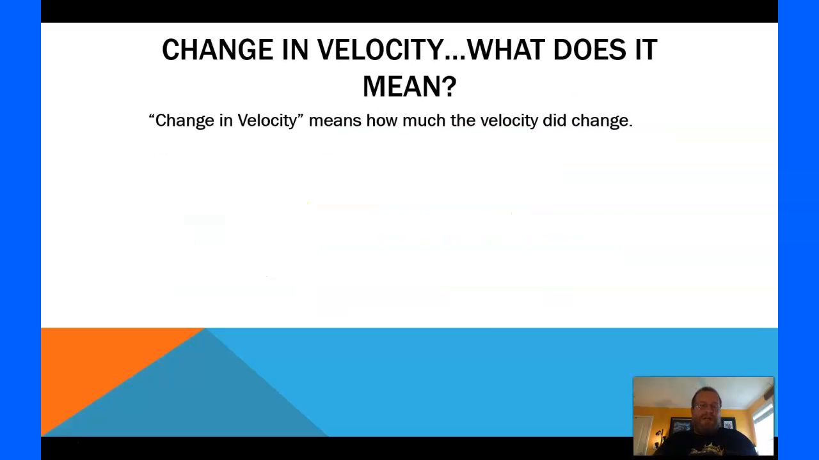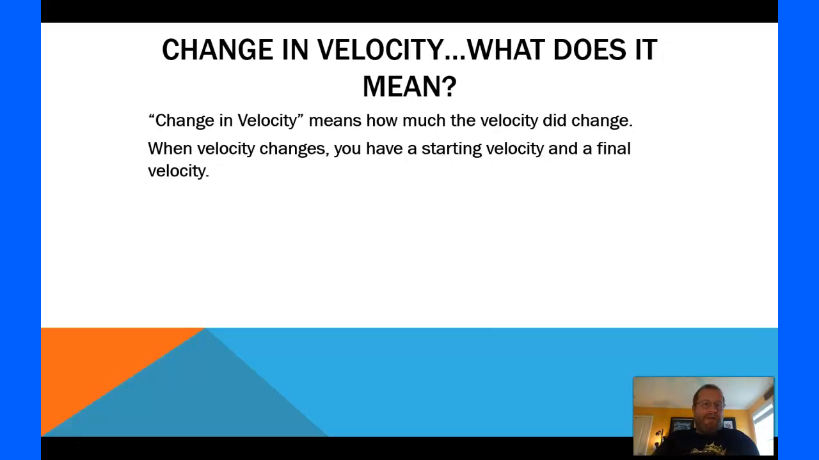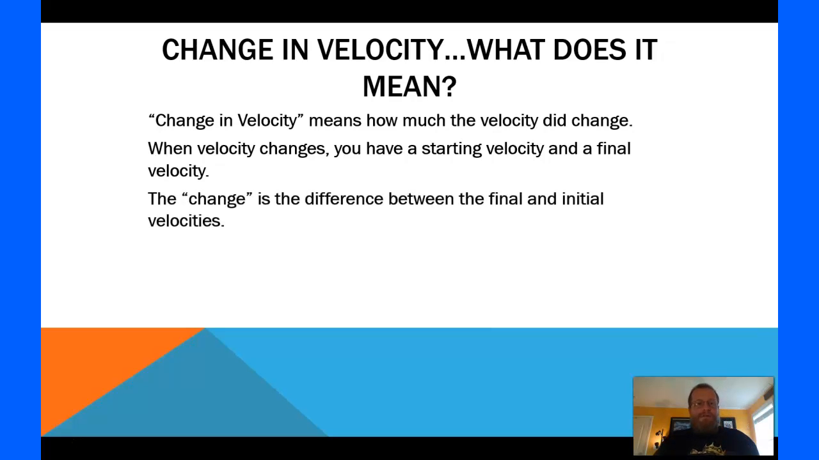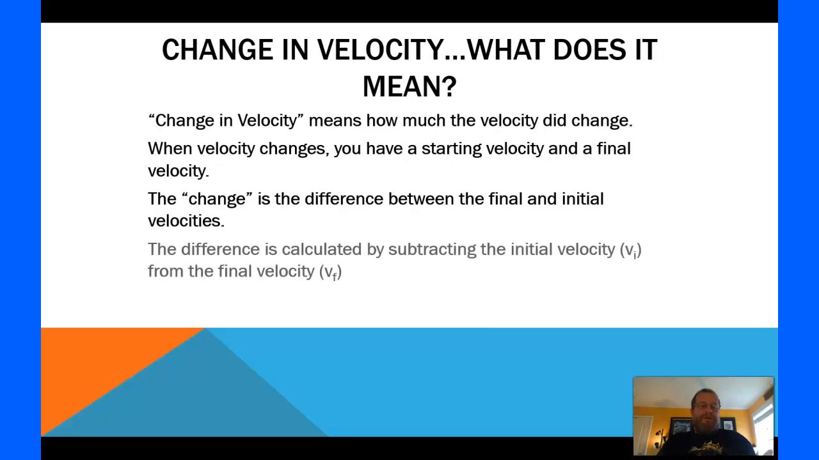What does it mean to have a change in velocity? It means how much did the velocity change? When velocity changes, you have a starting velocity and you have a final velocity. How fast you were going, how fast you are now going. The change is the difference between the final and the initial velocities. Difference is a math word, it means subtract. The difference is calculated by subtracting the initial velocity from the final velocity. So delta v, change in velocity, is final velocity, v sub f, minus initial velocity, v sub i.